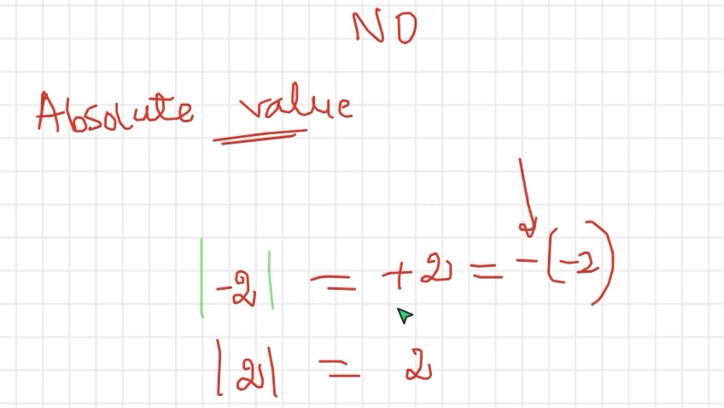So if I say absolute value of x, if x is a negative number, how will the sign open? Do you understand the question? If x is a negative number, how will this open up?